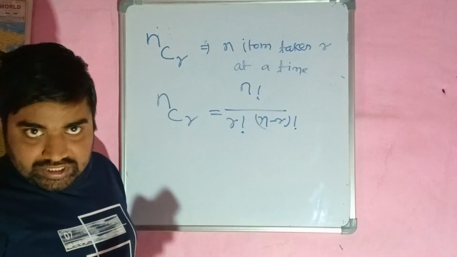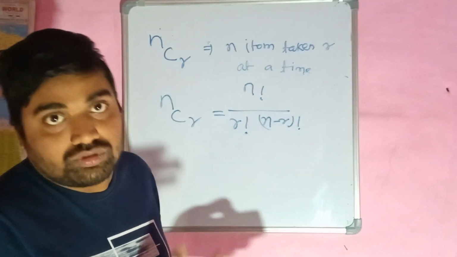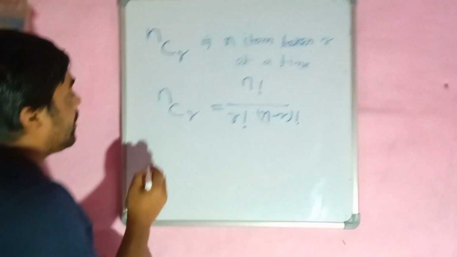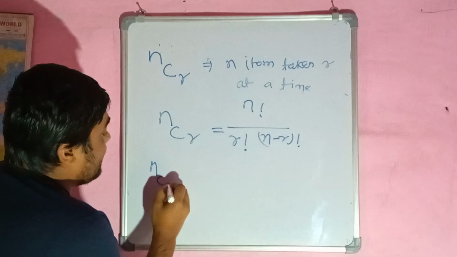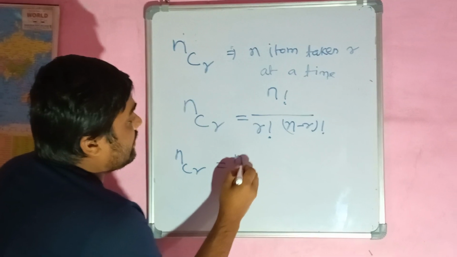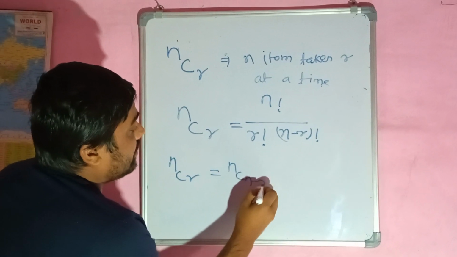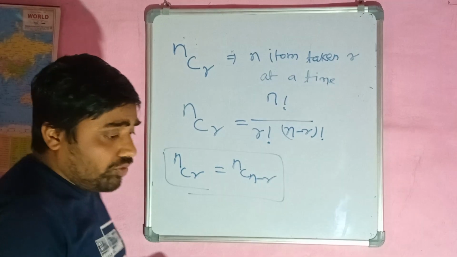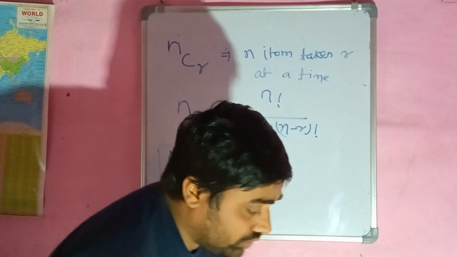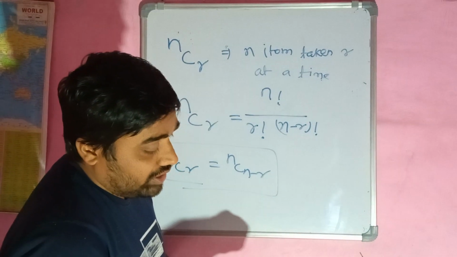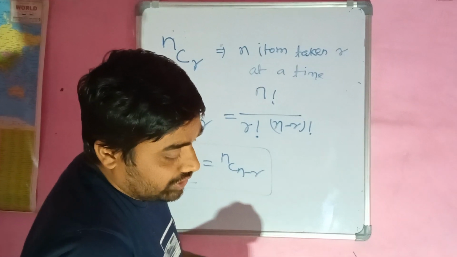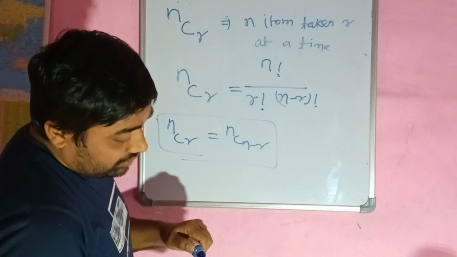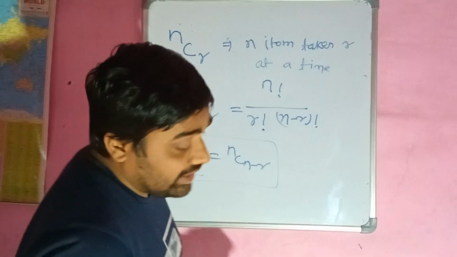So this is the basic formula, my dear friends. You must know this particular formula if you are studying this chapter. Now you see, nCr is equal to nC(n minus r), this is also a formula. So you must know these two formulas.